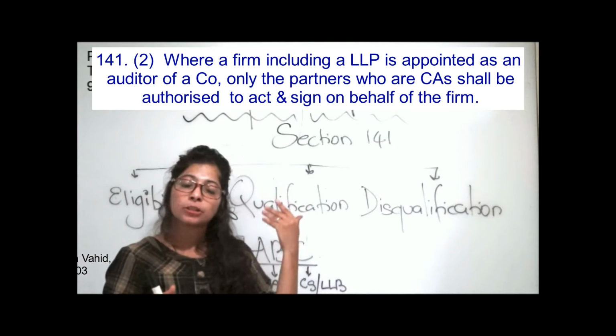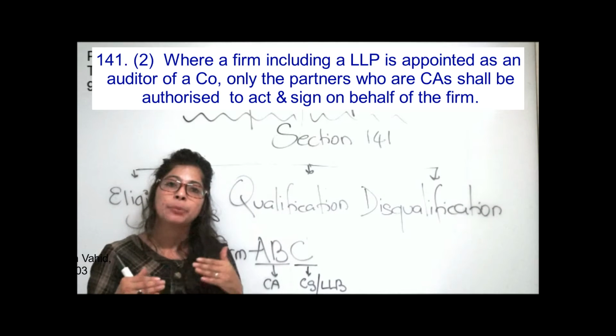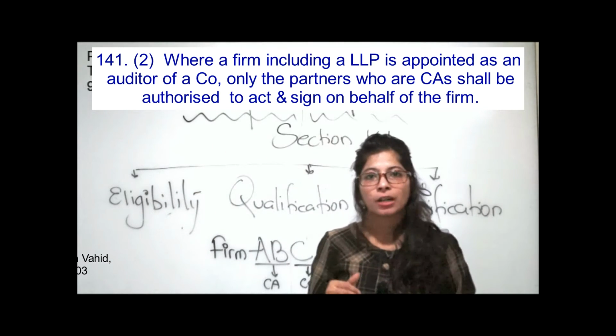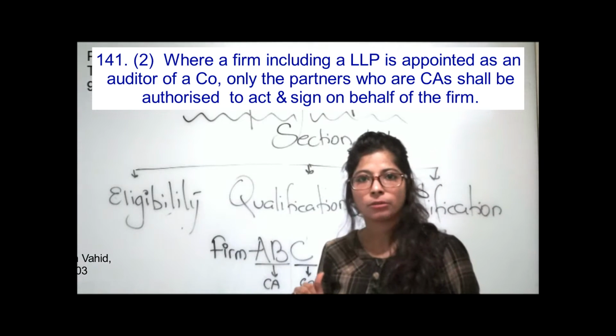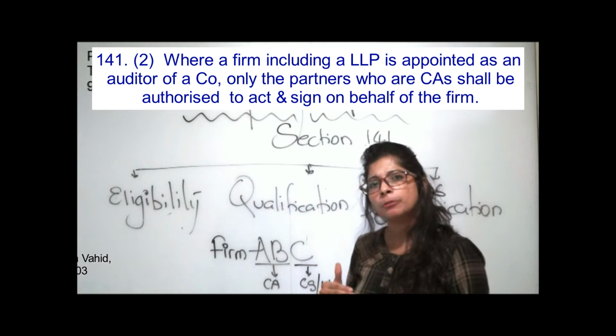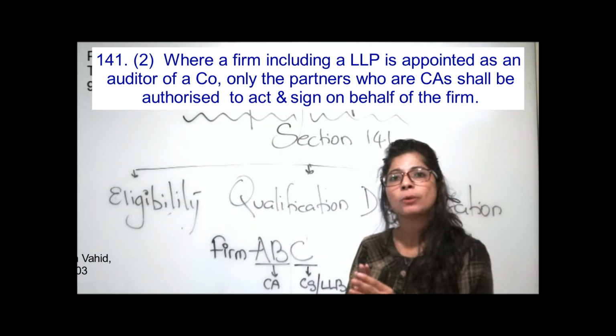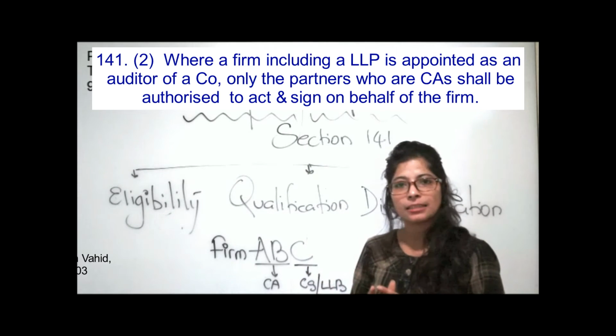Now if you study section 1, it says that every person to be eligible to be appointed as an auditor of the company only if he is a chartered accountant. So in a partnership firm, when a firm is not different from a partner, can we say that condition 1 is fulfilled? The answer is yes.